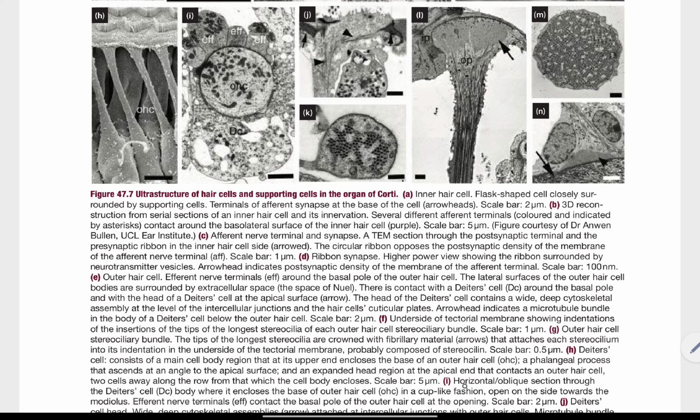Figure I. Horizontal oblique section through the Deiters cell's body where it encloses the base of the outer hair cell, OHC, in a cup-like fashion, open on the side towards the modiolus. Efferent nerve terminals, EFF, contact the basal pole of the outer hair cell at the opening. Scale bar 2 millimeter. Figure J.